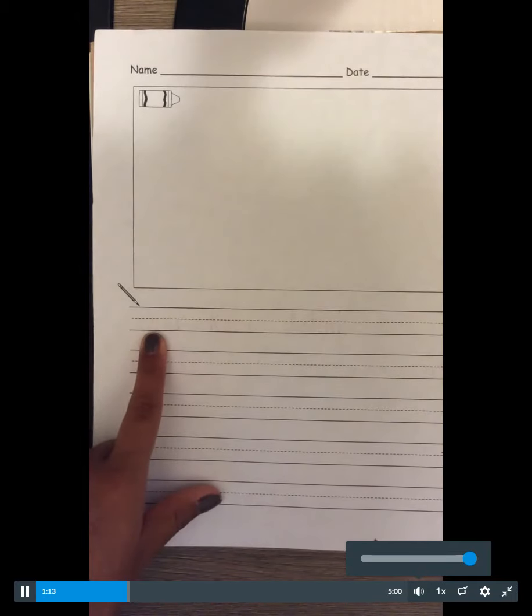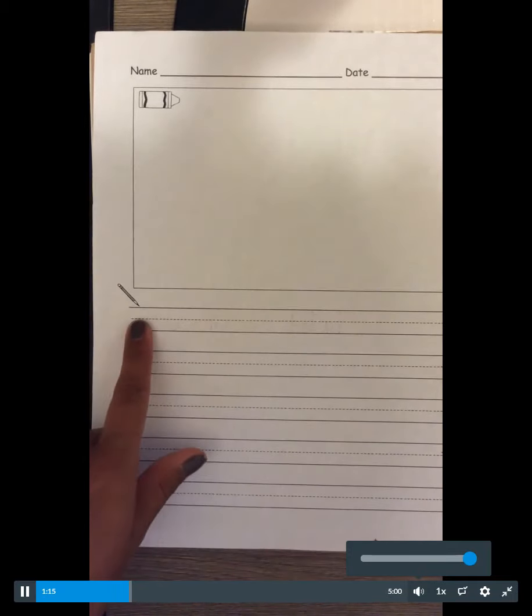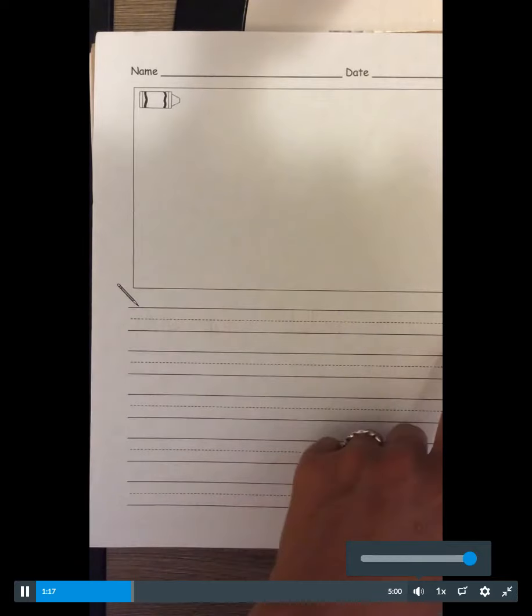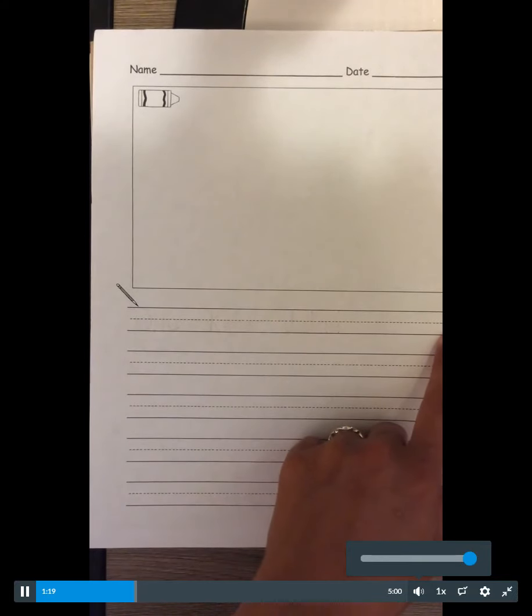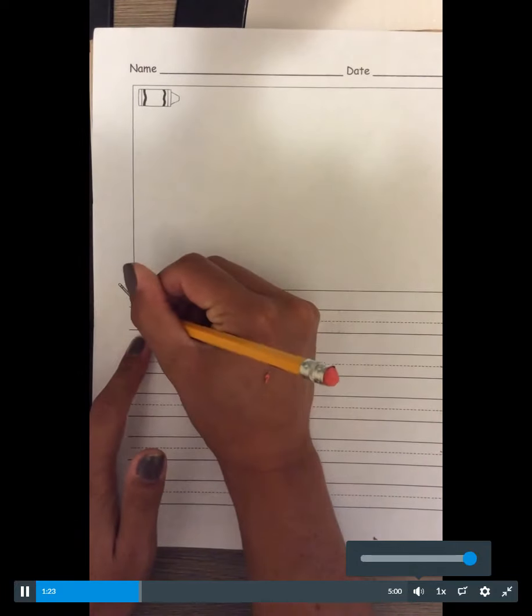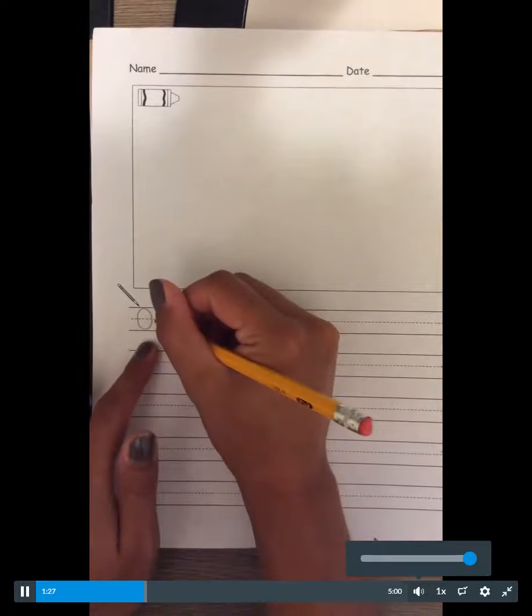We are going to start with the sentence frame that you'll see on your iPad. It says, one key detail from the story is, so I'm going to start with the word one. Again, I'm going to start all the way on this side. I'm going to do my best to use up the entire paper. And here we go. So one. At any point you can pause this video and catch up with me as well.